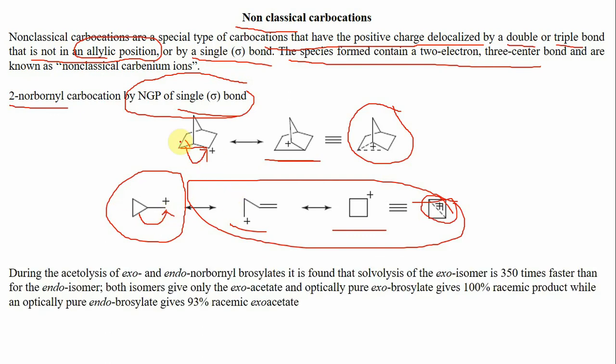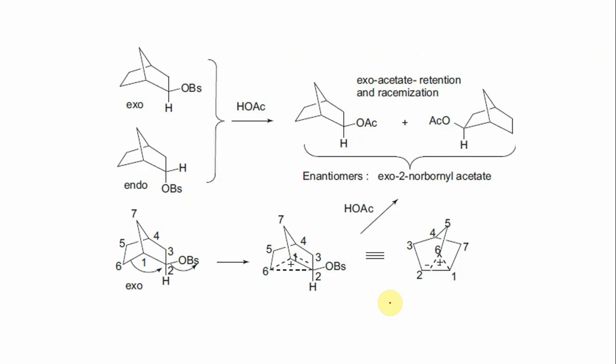carbocation. The other example of non-classical carbocation formation is exo and endo norbornyl brosylate. Now it has been found that if we do the acetolysis reaction of this exo and endo norbornyl brosylate, the exo isomer is around 350 times more reactive than the endo isomer. Moreover, exo and endo norbornyl brosylate give rise to almost the same product, which is a 93% racemic mixture. So let's see the reasons for this.